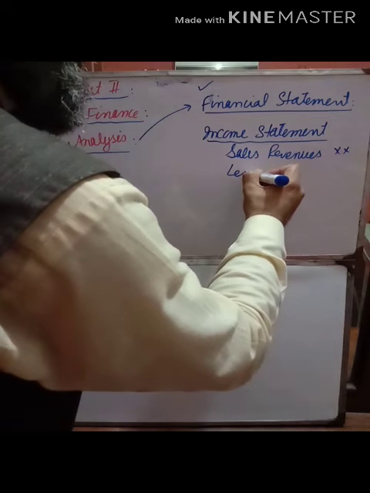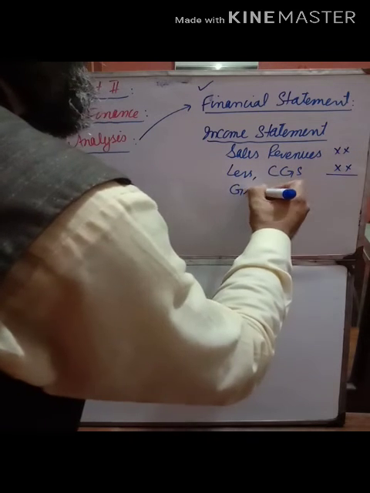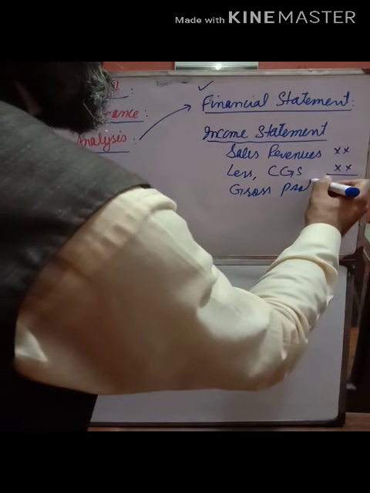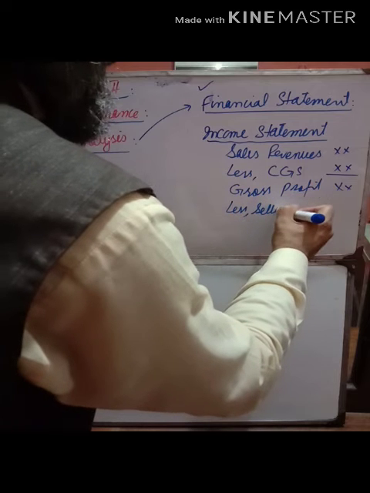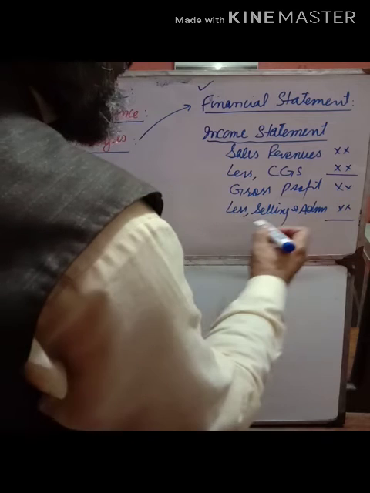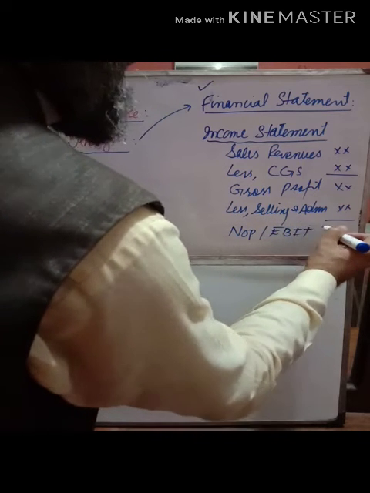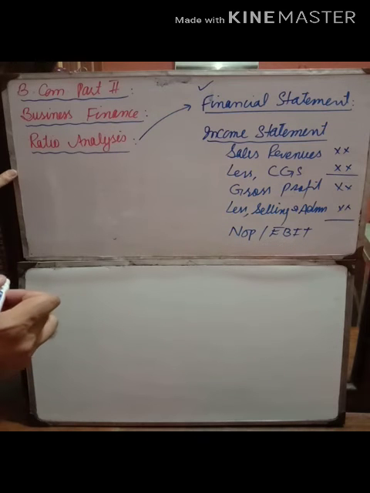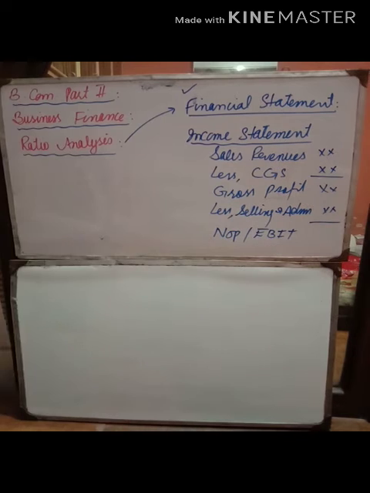From sales revenues, we subtract cost of goods sold. Then we get the gross profit. From gross profit, we subtract selling and admin expenses. Then we get net operating profit. You may say earning before interest and tax. That is a very important term used in finance, EBIT, earning before interest and tax. You may say in the income statement, net operating profit or operating profit.